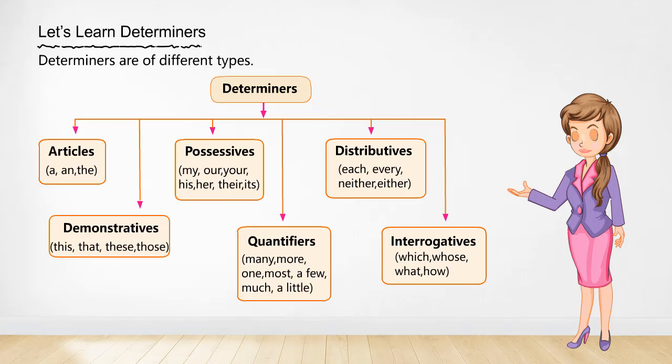Determiners. Articles: a and the. Demonstratives: this, that, these, those. Possessives: my, our, your, his, her, their, its. Quantifiers: many, more, none, most, a few, much, a little. Distributives: each, every, neither, either. Interrogatives: which, whose, what, how.